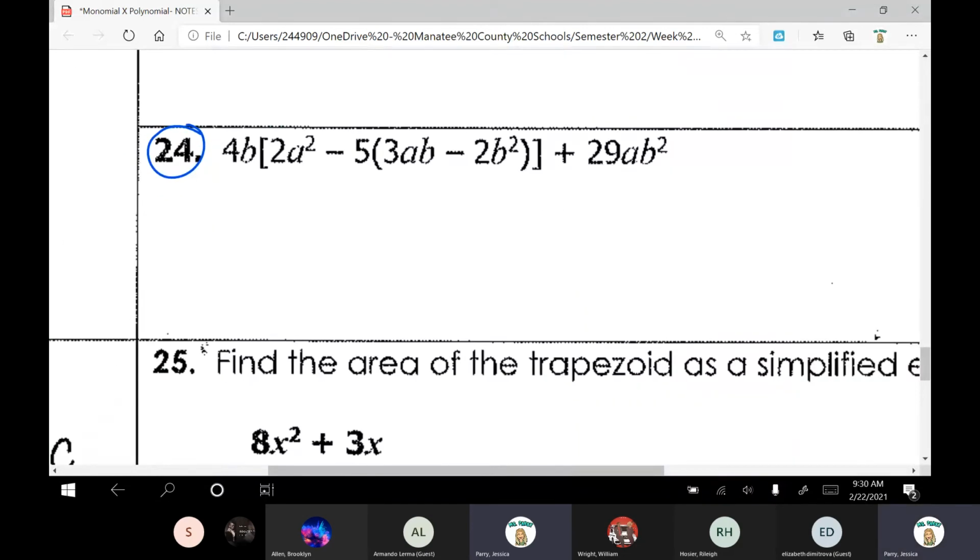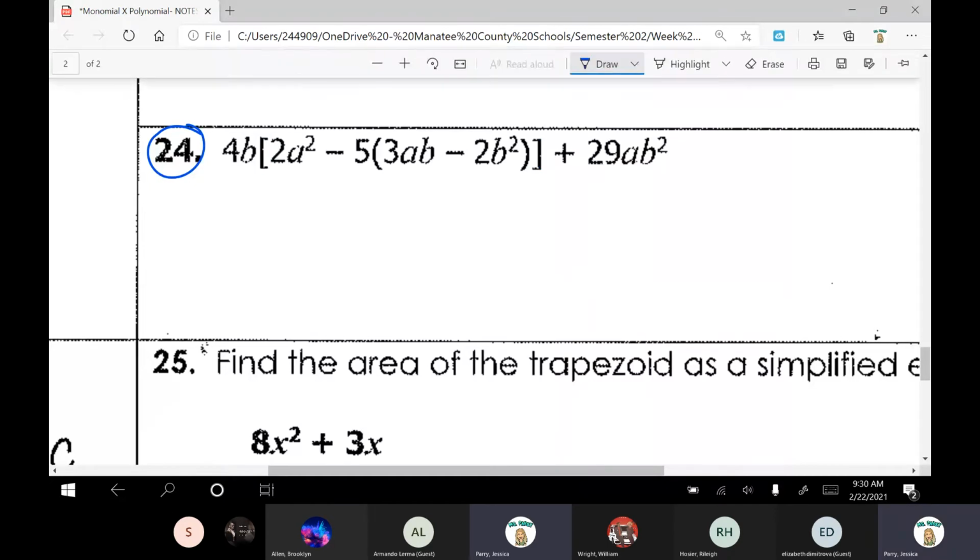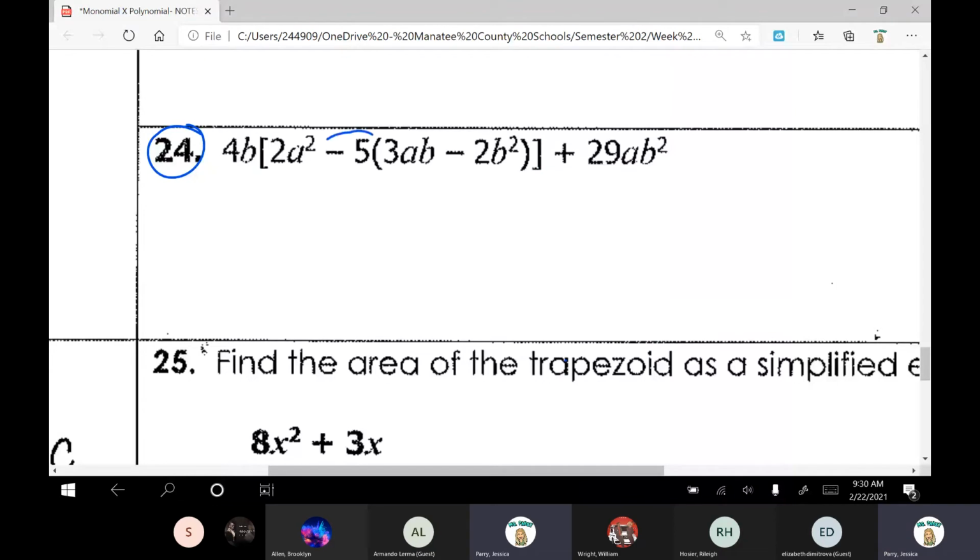So number 24, we have these sharp turn object things, kind of like parentheses, but they're called brackets. So let's clean up everything inside the brackets first. So let's go ahead and work on that first, inside the brackets. Okay, and then inside the brackets, we have something that we need to distribute. This negative 5 times the 3ab and times the negative 2b squared. So let's do that first.